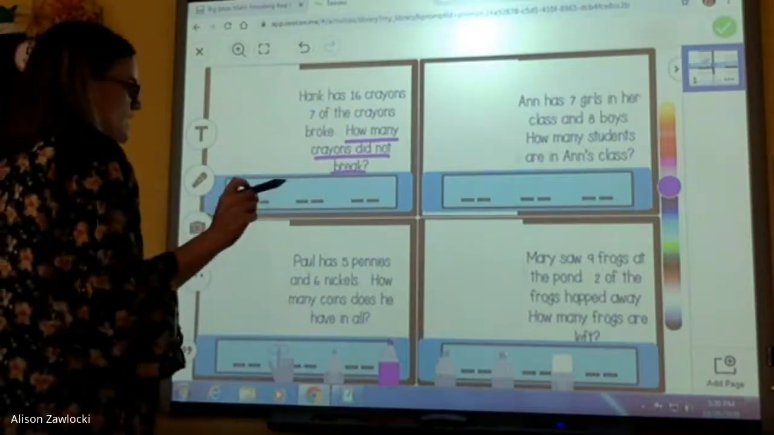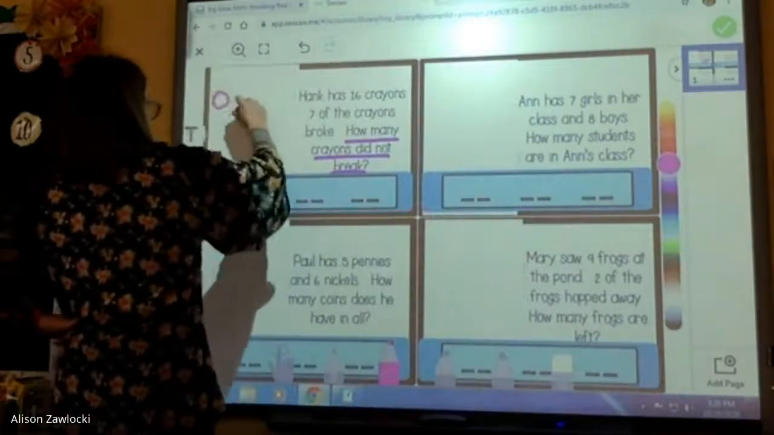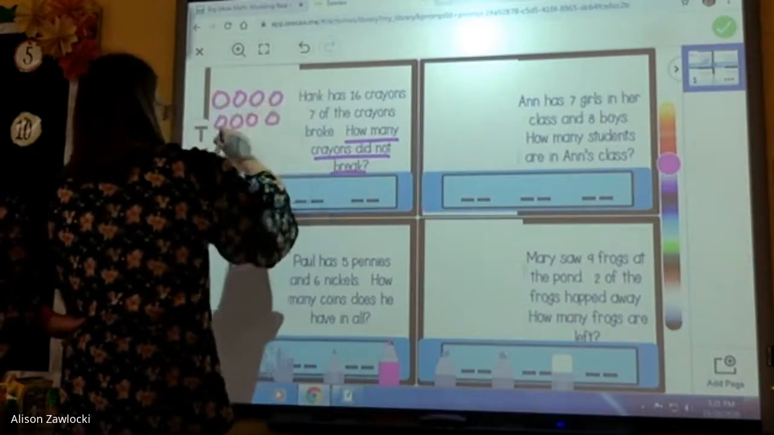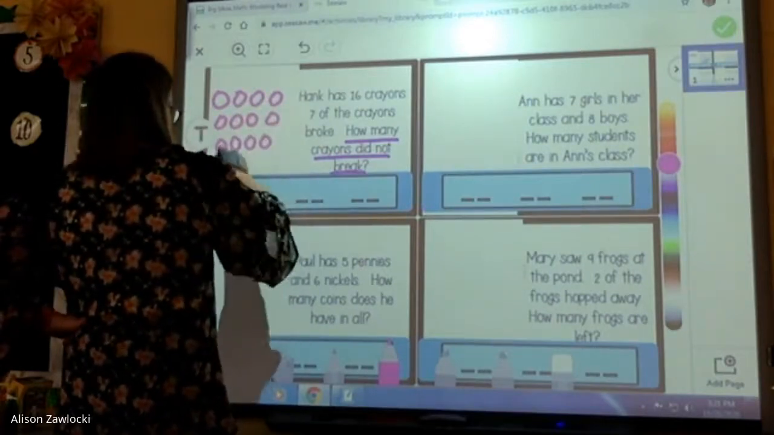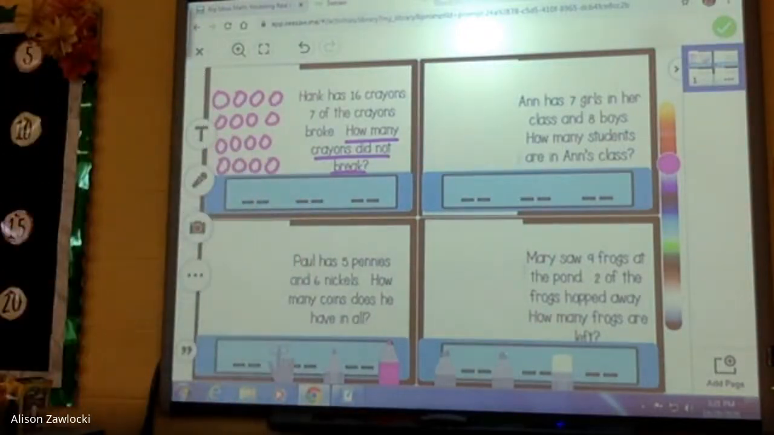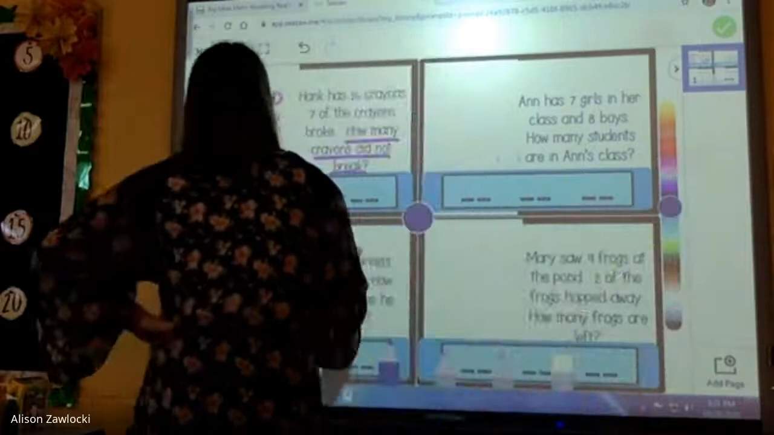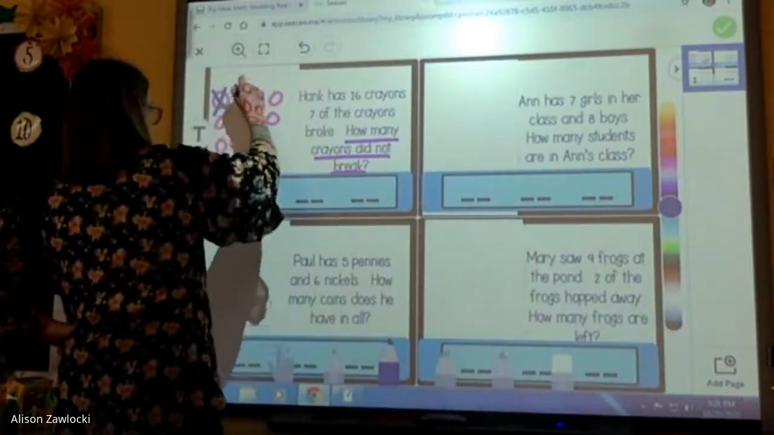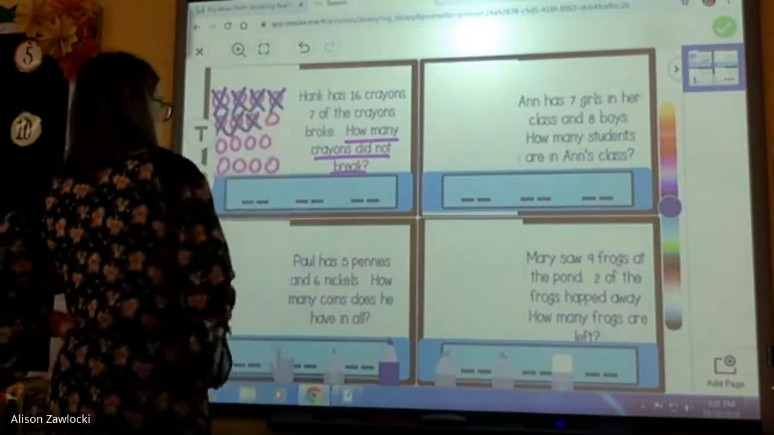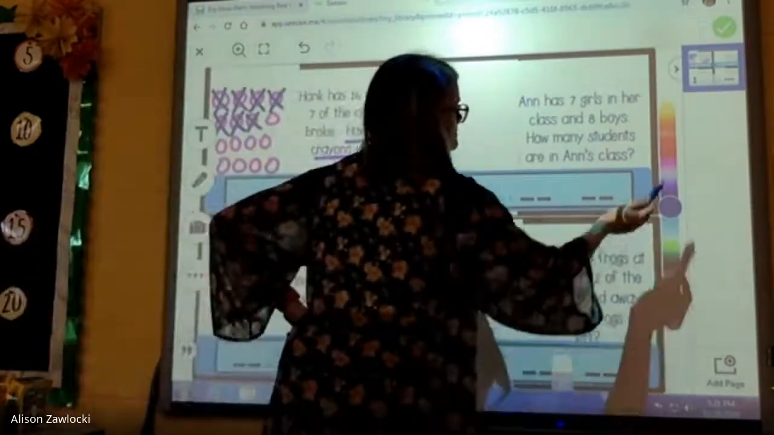What I am going to do is I am going to draw 16 circles. I'm going to draw a picture for my strategy. 1, 2, 3, 4, 5, 6, 7, 8, 9, 10, 11, 12, 13, 14, 15, 16. And remember, when I do pictures for subtraction, I can just draw the picture and cross out how many I need to cross out. So I'm going to cross out 1, 2, 3, 4, 5, 6, 7, 8, 9.